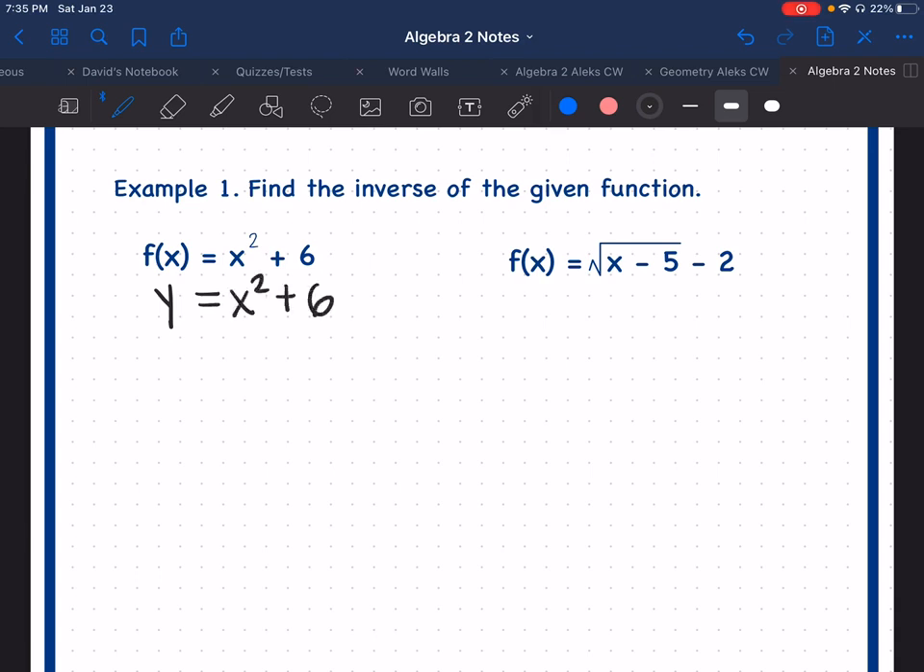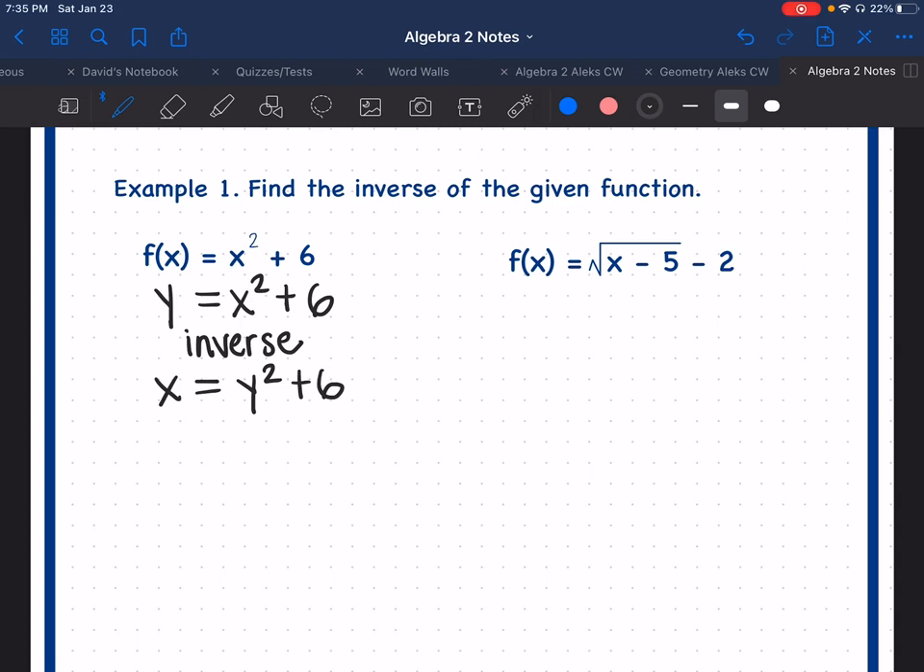Okay, there's step 1. And now we're going to go ahead and do the inverse. So I'm going to write down the word inverse, because sometimes it can get a little bit confusing. I need to find the inverse, and I'm going to change the letter y to the letter x and the letter x to the letter y, and there we go.